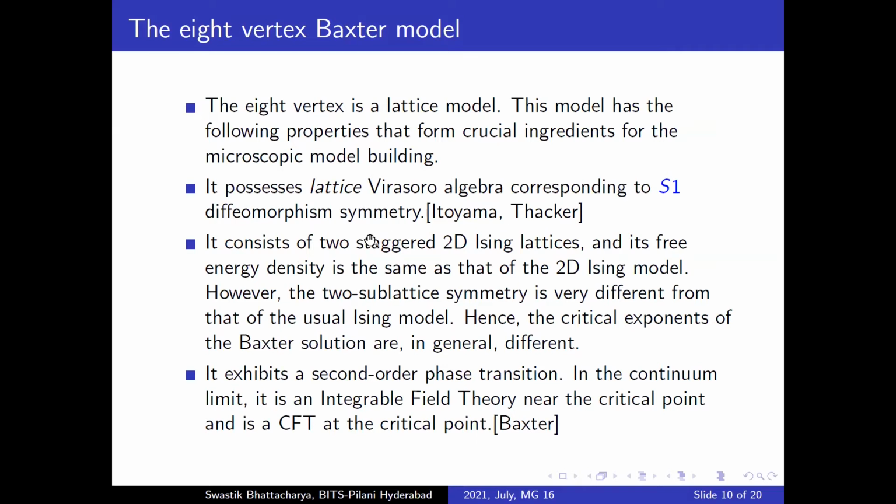And this corresponds to an S1 diffeomorphism symmetry. The difference with the Ising model is that the critical exponents of this Baxter model are in general different from the Ising model. However, like the Ising model itself, it also exhibits a second order phase transition, which means there is a critical point. In the continuum limit, it becomes an integrable field theory near the critical point. And it is, of course, a CFT at the critical point.